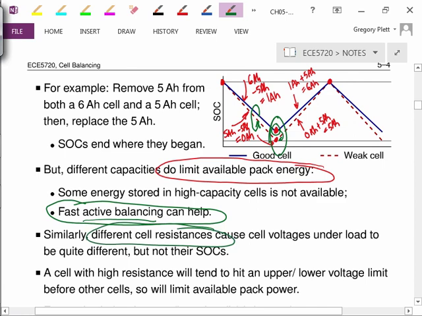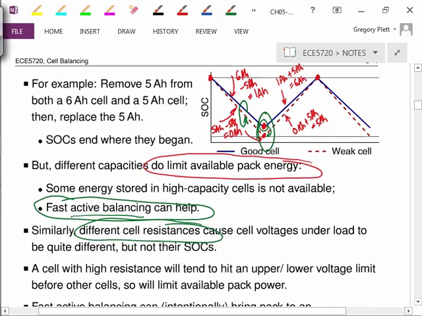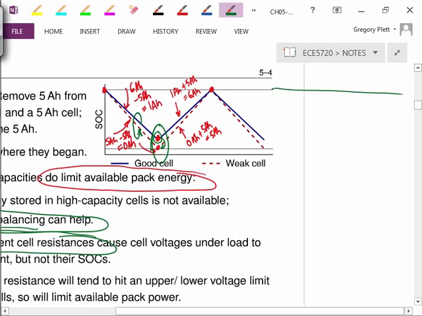Similarly, different cell resistances also don't cause an imbalance. Now, what would happen if we extend these lines, and I start with 2 battery cells? If they have the same capacity but different resistances, they would both go down at exactly the same rate. However, the high resistance cell is going to hit a voltage limit before the low resistance cell does, and so we stop discharging before we get to the minimum SOC, because the high resistance cell says, if you try discharging me anymore, I'm going to have an undervoltage condition.